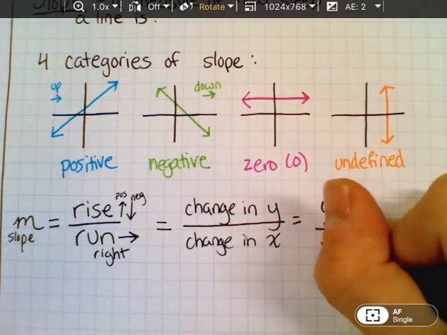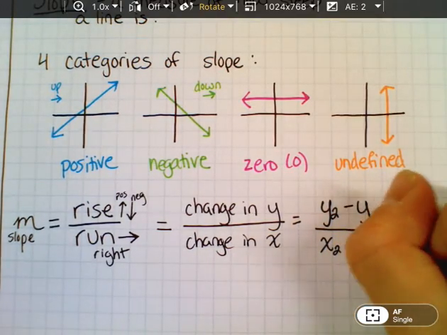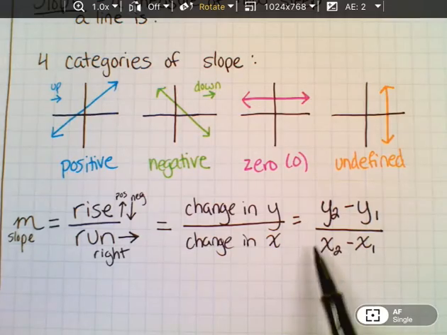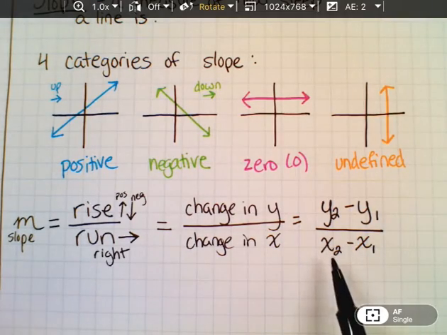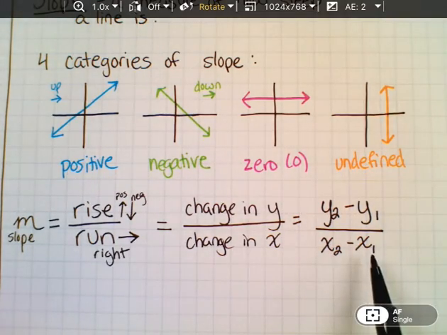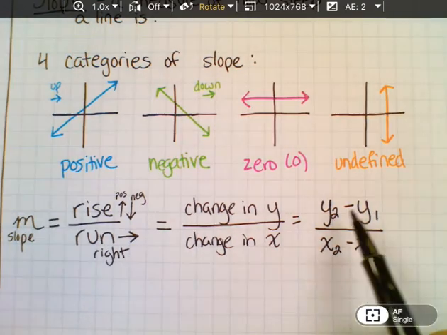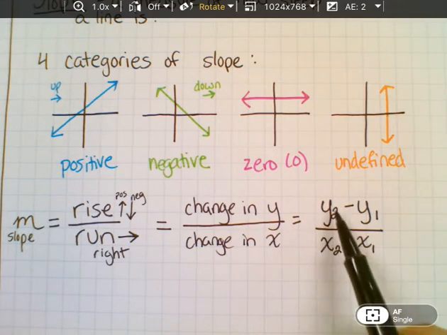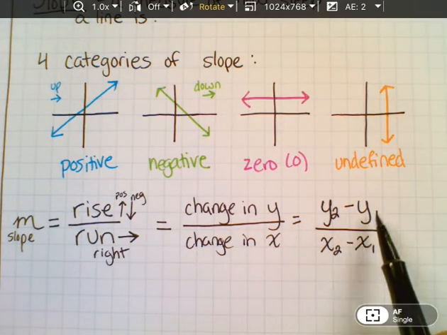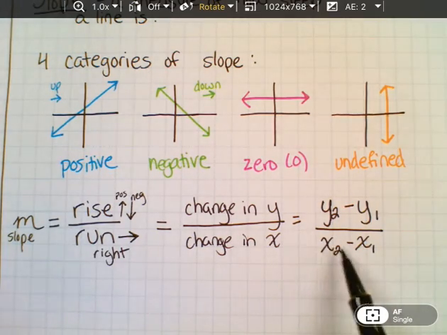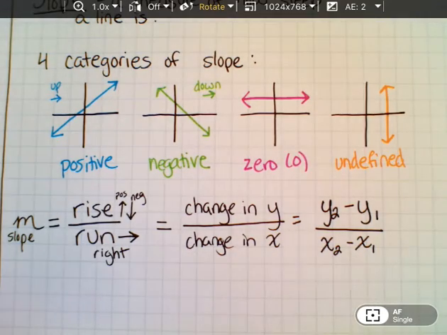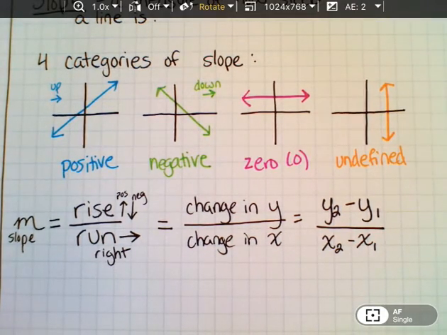And we divide that by x2 minus x1. This simply means the x from my second point minus the x from my first point. That will give us the change in x, which is the run. So this just means my second y, take away my first y, divided by my second x, take away my first x.